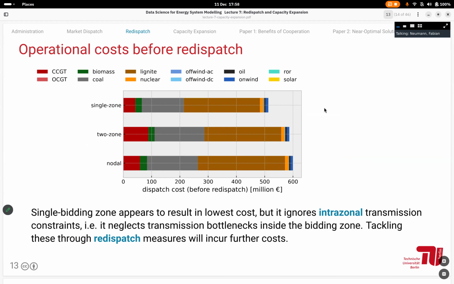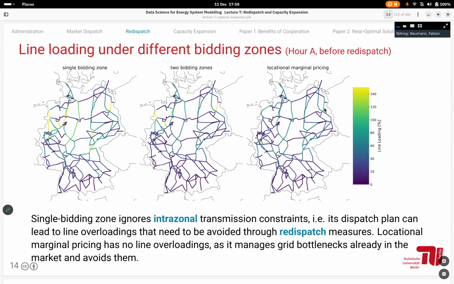So we really have the problem that the single bidding zone appears, first of all, as lowest cost, but it really ignores intrazonal transmission constraints. It's not a fair comparison, because the first solution and more or less the second solution are also not technically feasible yet. You can see that here in the line loadings, where in the first two cases in some periods the loading goes above 100%, meaning that after the day-ahead clearing, you have some overloadings that need to be fixed retroactively by redispatch measures.